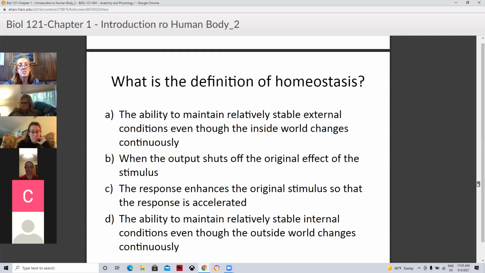So I'll use some basic questions here. What is the definition of homeostasis? D. The ability to maintain relatively internal stable conditions, even though the outside world changes continuously. Correct.